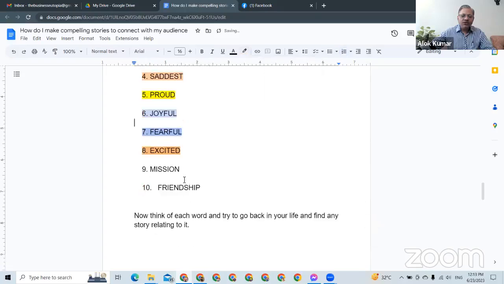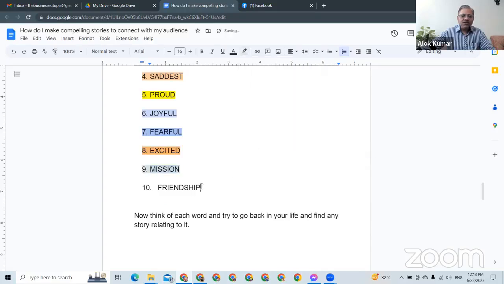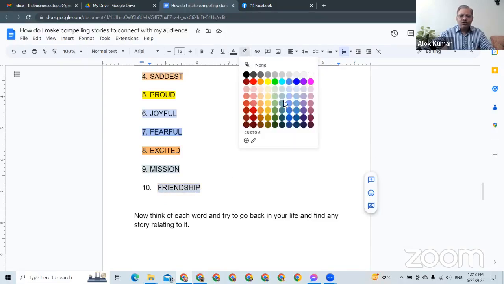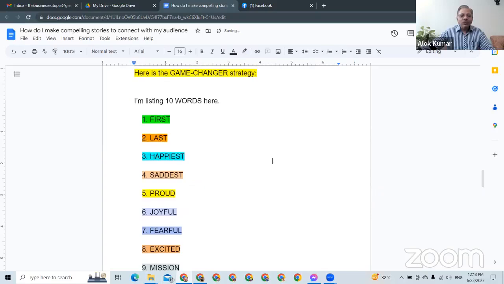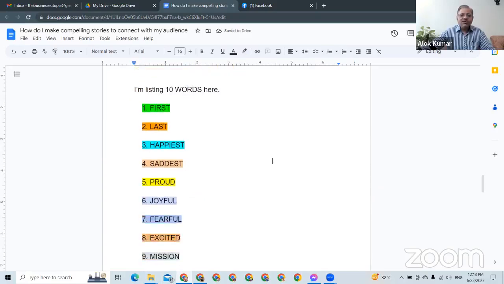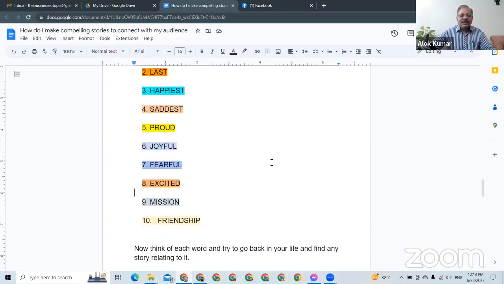Now, what I want. Can you think of something like this? Why I'm giving you all this? And these are simple words. You'll find what's great in these words. And what am I going to do with these words? I'll tell you. So these are simple words. You can take a note of it. First, last, happiest, saddest, proud, joyful, fearful, excited, mission, friendship.